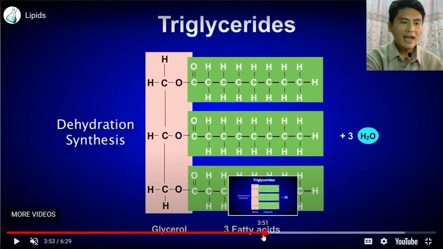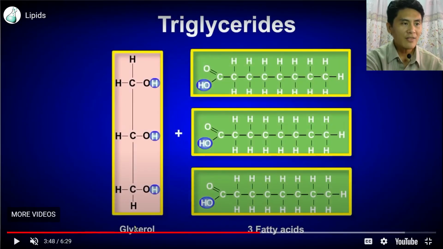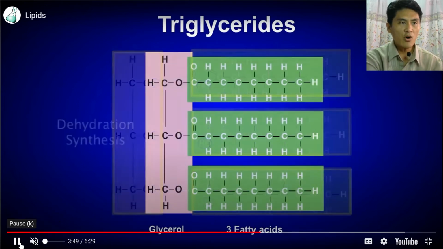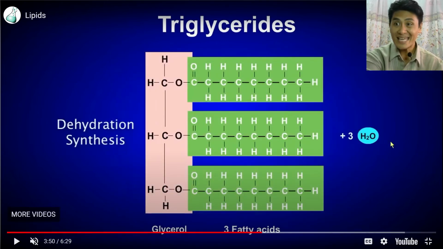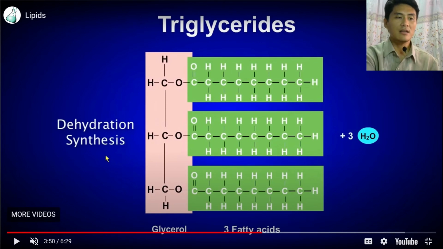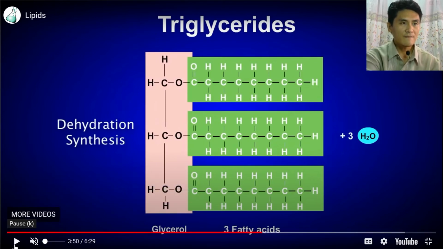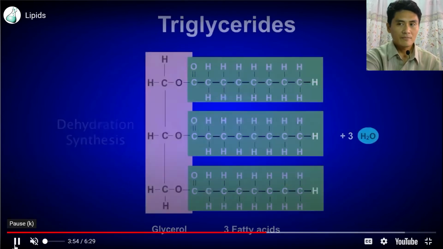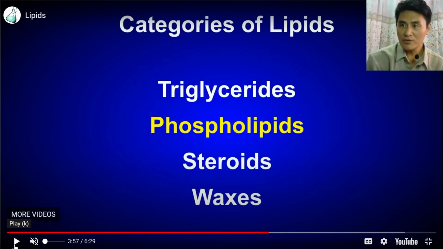And again, it's the same thing. When you bond them together, guess what? This OH has to go, this H has to go so that they can combine. So therefore, H and OH, you form water here, H and OH, you form water here, H and OH, you form water here. So when you form a triglyceride, therefore, you form three molecules of water, right? And again, that is dehydration synthesis that was discussed in the unifying concepts, right? So that's the idea. So now we go into phospholipid.